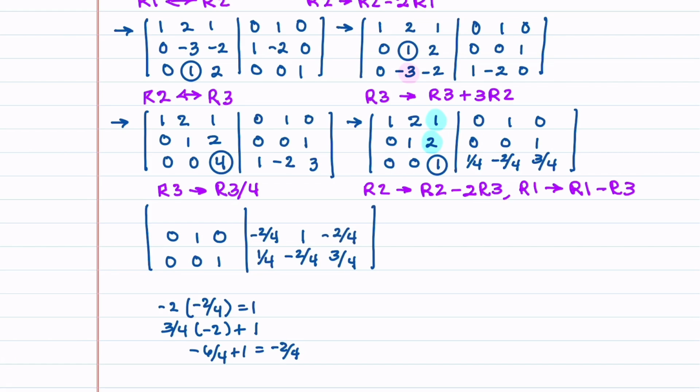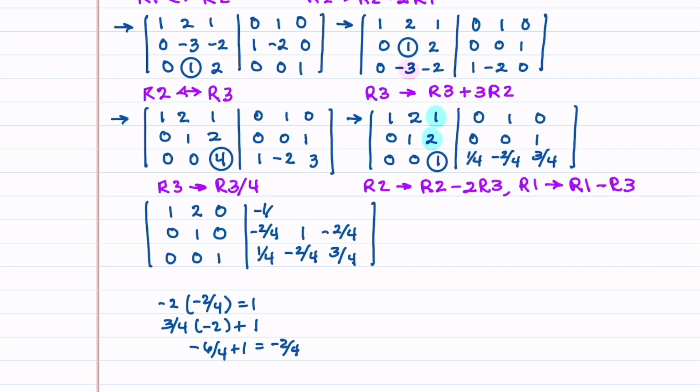Okay, let's go ahead and change the top row. We're going to take row 1 and subtract row 3. So this is going to become a 1, 2, 0. And then we're going to subtract row 3 from row 1. So this becomes a minus 1/4. And then we're going to have a 1 minus a negative 2 over 4. So this is going to be a 1 plus 2 over 4.